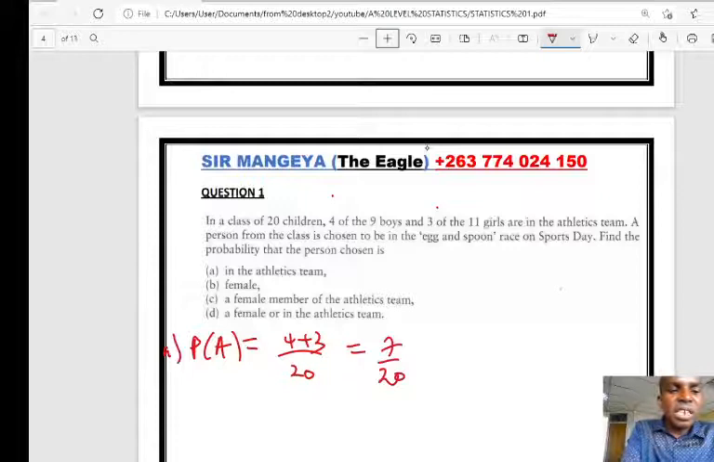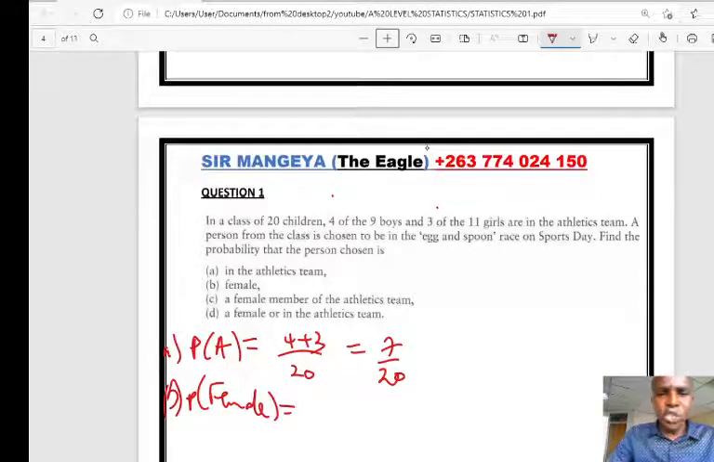That's the first part. Then part B, female. The probability that the child in this case is female. Probability of female is equal to, just count how many females we have. We have 11 girls. These are females. It will be 11 over 20 children.